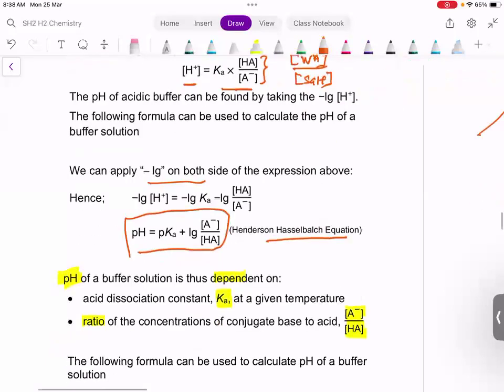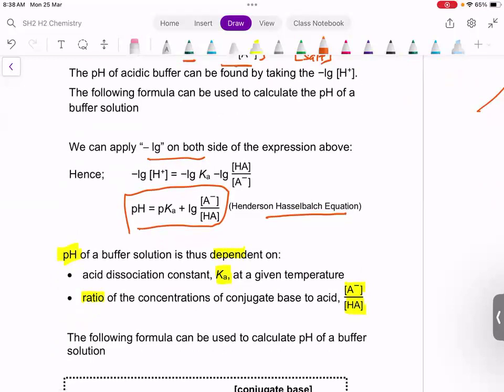In other words, it means what? The pH depends on two things. Number one, the Ka value. The pH of a buffer depends on the Ka value as well as the ratio of your salt to your weak acid concentration. These two will affect it. Of course, at a given temperature, Ka remains constant. But do appreciate that this ratio will change. So how will this ratio change?